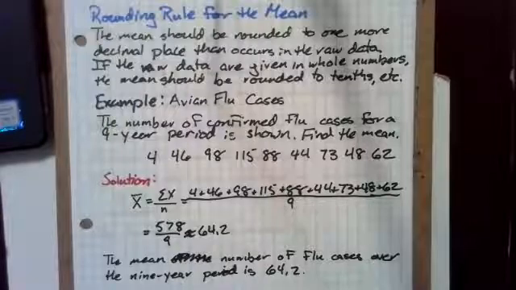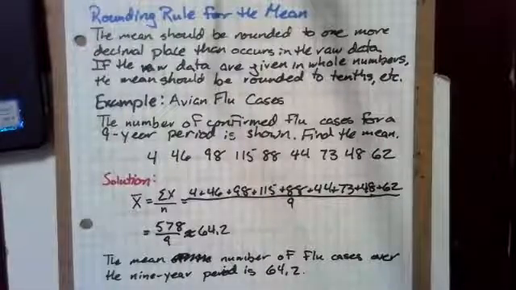So for our solution, x bar is, as always, sigma x divided by n. So we add up all of those data values and divide by 9. That's 578 divided by 9, which is approximately 64.2. The mean number of flu cases over the 9-year period is 64.2.